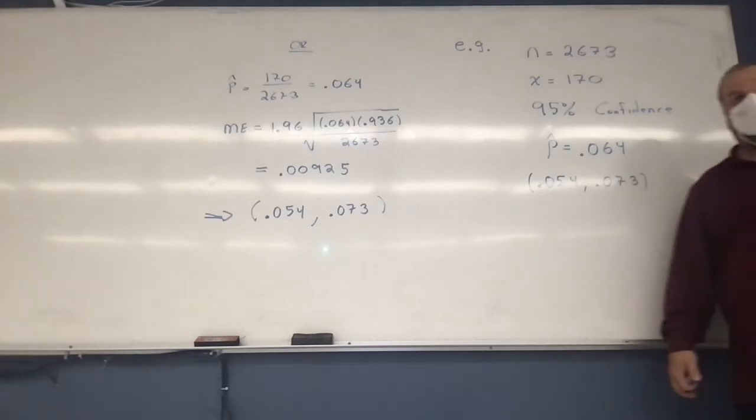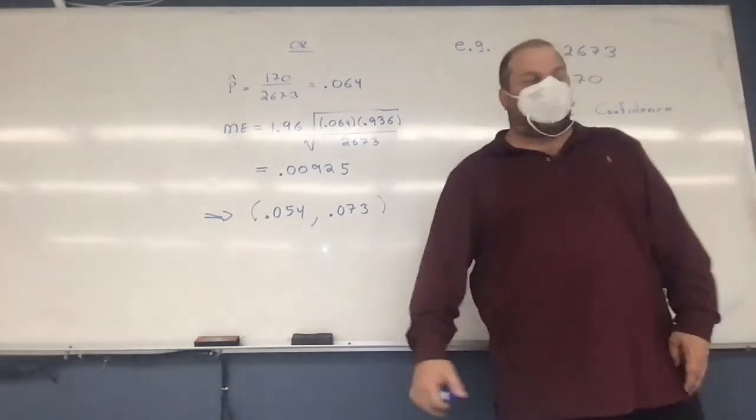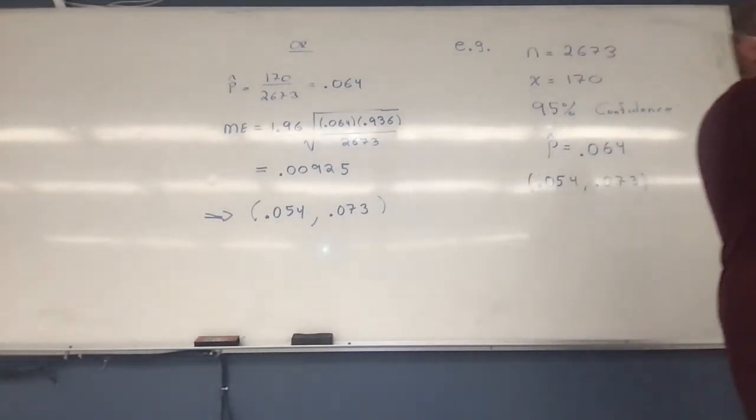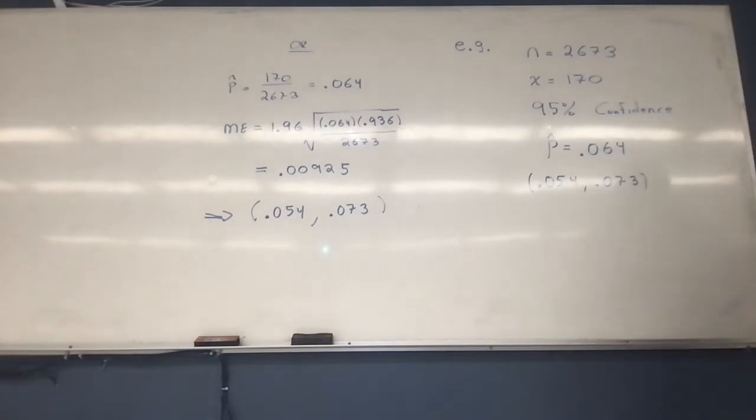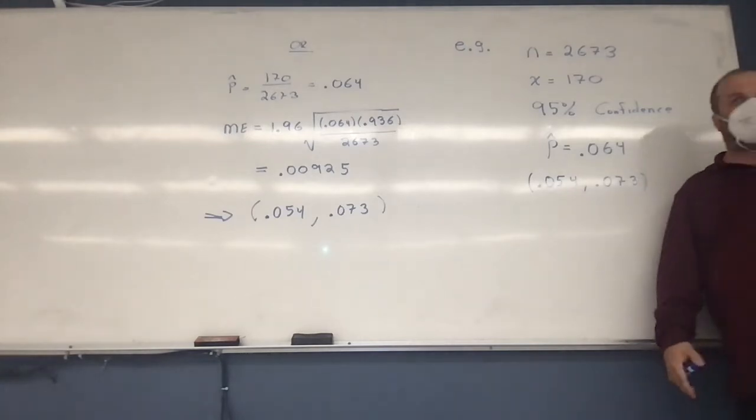95% is the default confidence. If you are not told a specific confidence, use 95%. Yes. So you can't find the confidence from... You cannot find the confidence. No, the confidence is something about your philosophy about the problem. There's nothing in the math that dictates the confidence.